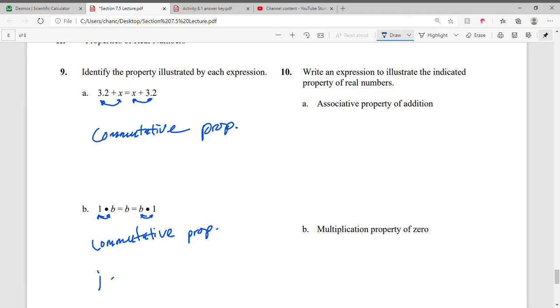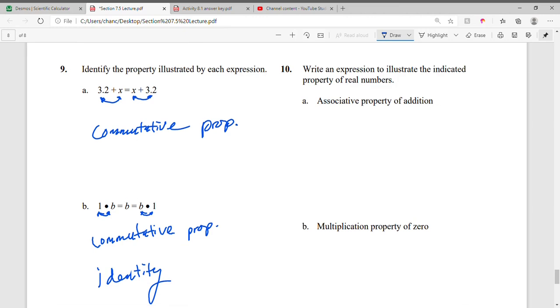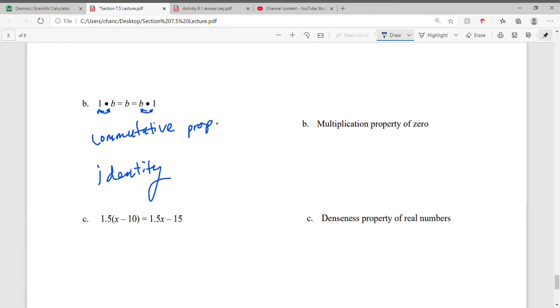This is also the identity property when multiplying. When we multiply by 1, we're going to get the same thing. For part C, it looks like we have to multiply the 1.5 times x and the 1.5 times 10 to get this result. This is known as the distributive property.